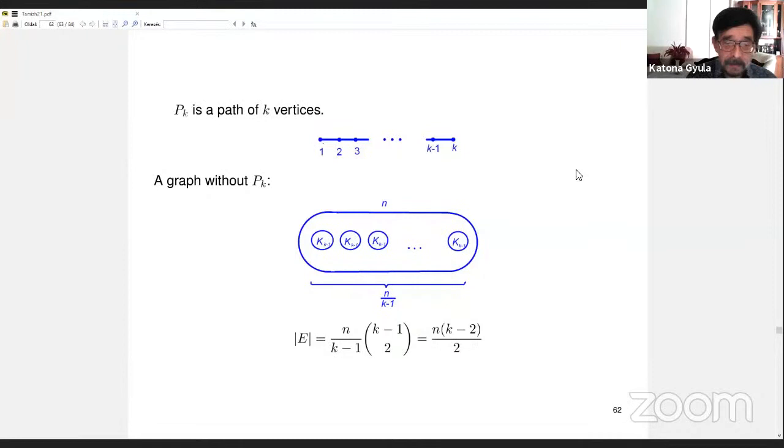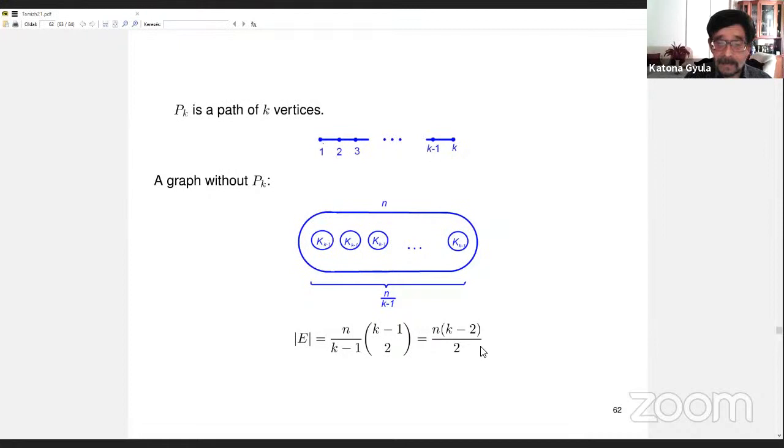What is the number of edges here in this case when it's divisible? Then this is the number of complete graphs. In one complete graph, we have this many edges, and this is k minus 1 times k minus 2, so you can cancel k minus 1, so this is the result. So it has this many, linear.